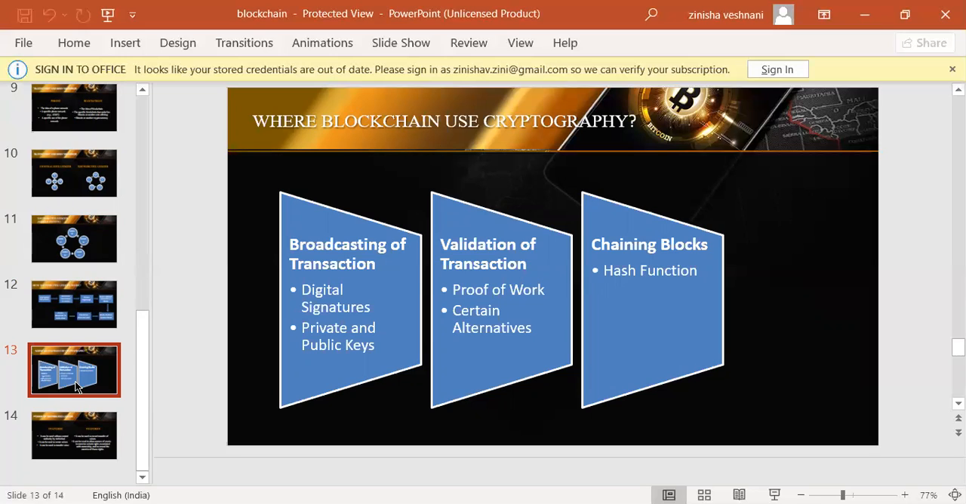In broadcasting of transactions, we are using digital signatures, private and public keys. In validation of transactions, we are using proof of work and certain alternatives. In chaining blocks, we are using a hash function, and by using the hash function, we provide a hash ID to every block, and it will be connected as a previous hash to another block. So this is how we can use cryptography in blockchain.